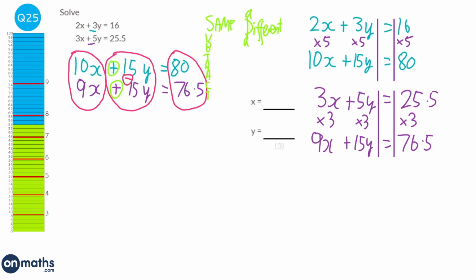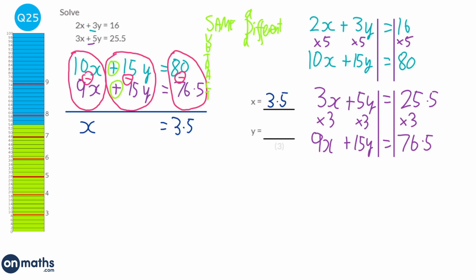But we're not just going to subtract those. We're going to subtract all three of our circles. So we're going to put our line in here. And we're going to do 10x take away 9x, which is just x. 15y take away 15y, which is nothing, which is good. That's what we want. And then we're going to do 80 take away 76.5, which is 3.5. And here we're left with x equals 3.5, which is brilliant.